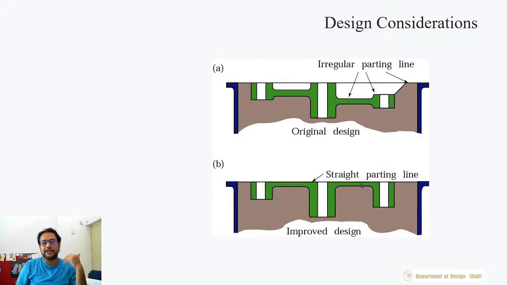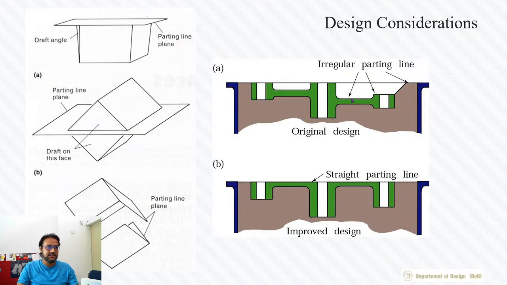So rather than that, it's better to have a straight parting line. It's always better to have something like this. In this case it's difficult to have a straight parting line because of the irregular shape. You can't even cut it in the middle and expect to have a straight parting line. So that is one of the design considerations that you should have.